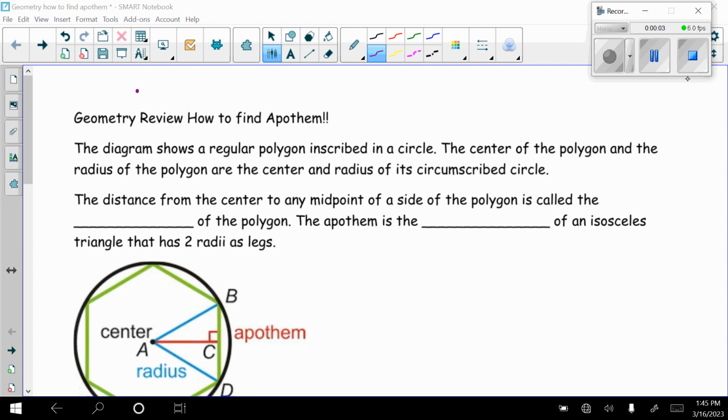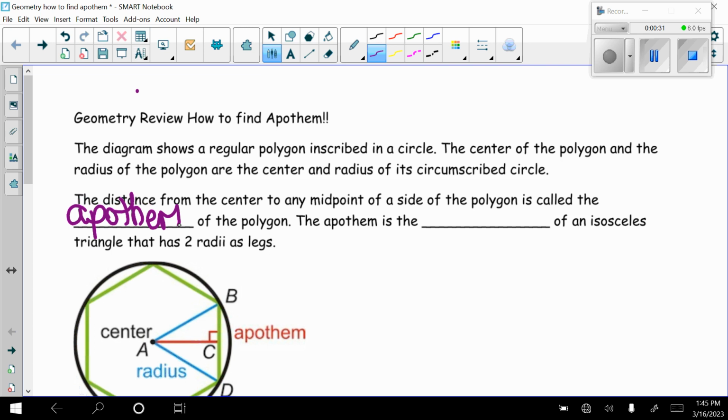All right, today in geometry, we're going to look at how to find what's called an apothem. First, the diagram shows a regular polygon inscribed in a circle. The center of the polygon and the radius of the polygon are the center and radius of its circumscribed circle. The distance from the center to any midpoint of a side of a polygon is called the apothem of the polygon.